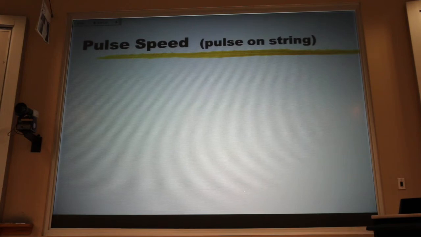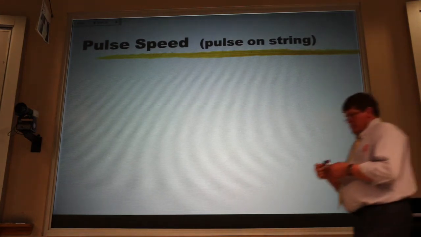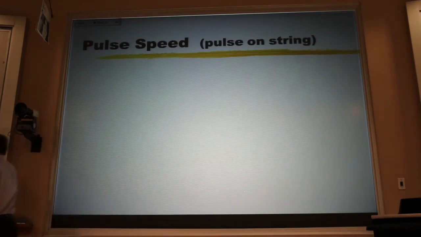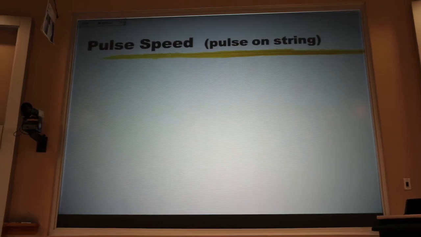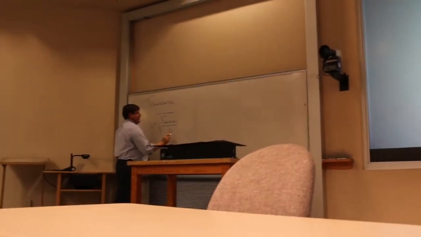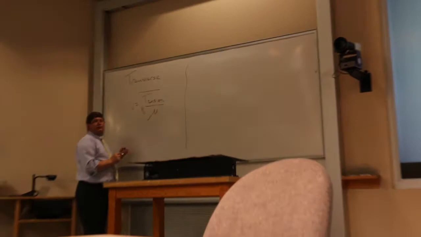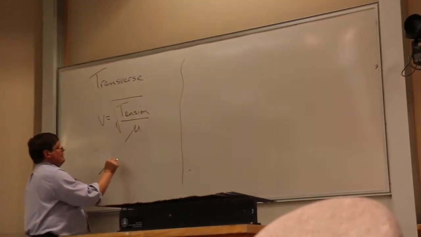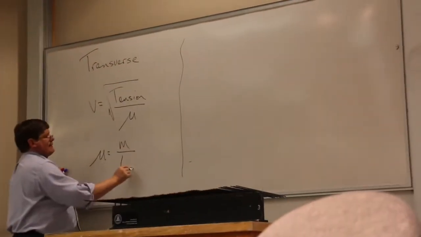Now, let's remind ourselves where we've been. We were talking about pulse speed when last we met, and we found that for transverse pulses, as on a string or a spring or a rope, that speed only depended on the tension and the mass density. In the book, we use this mu symbol, where mu is the mass over the length.